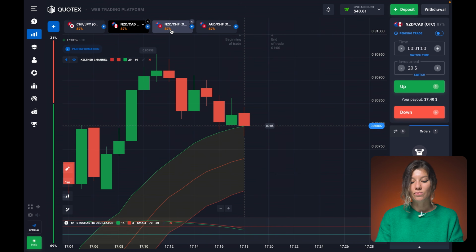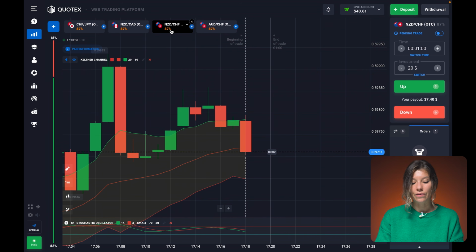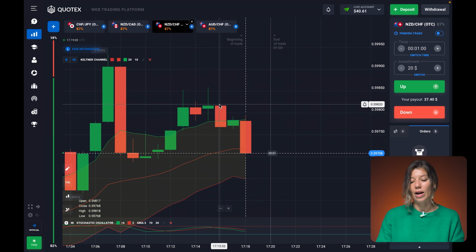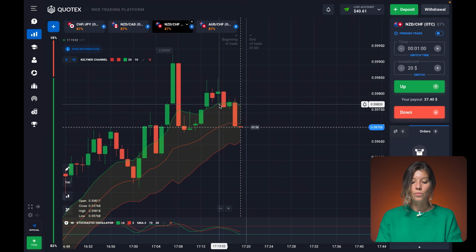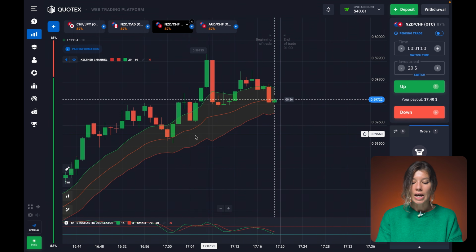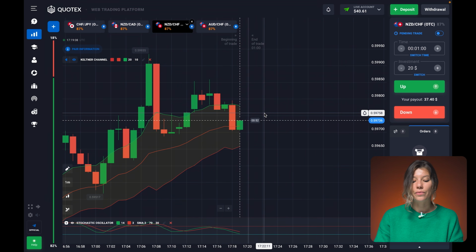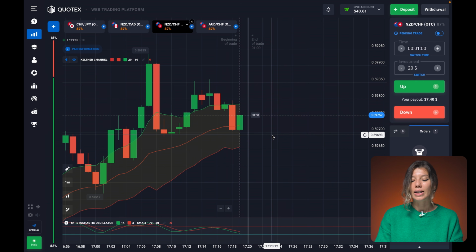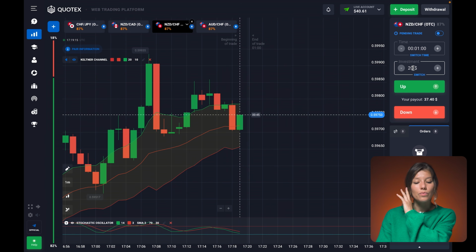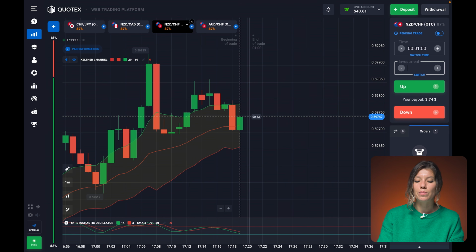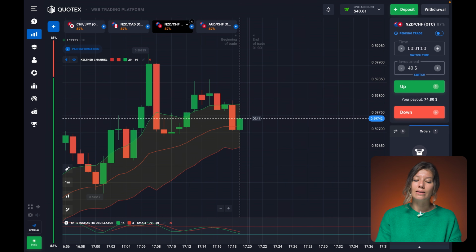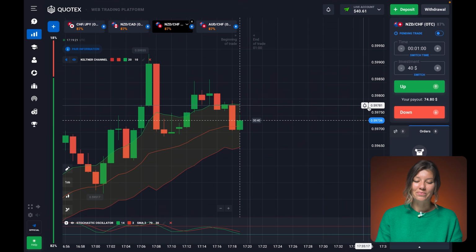So let's move on to our third currency ratio, the New Zealand dollar against the Swiss franc. And here we just saw the price come home inside the Keltner channel. I hope that I will be working from the first part of this channel. So let's move on to our investment. I hope that I will be working here with $40 in our investment box. And let's press the put option right now.